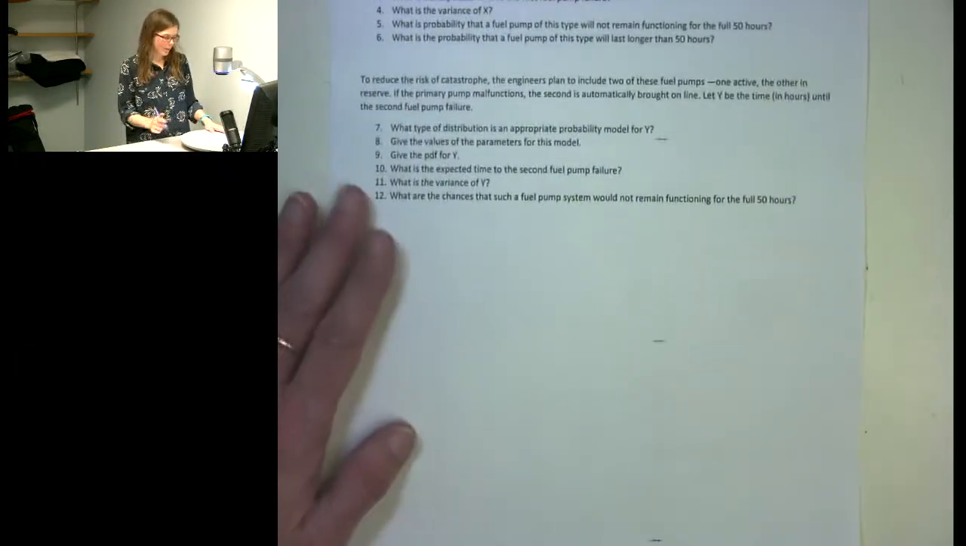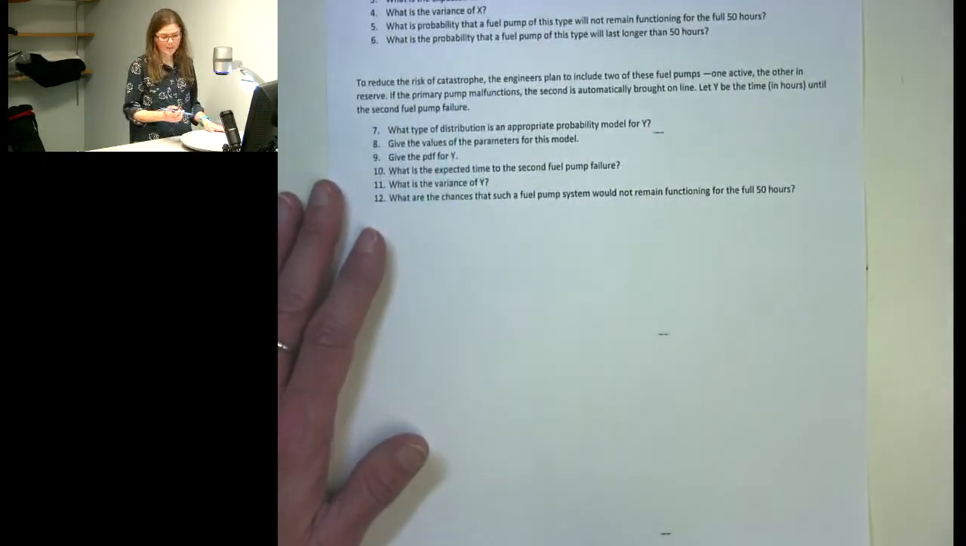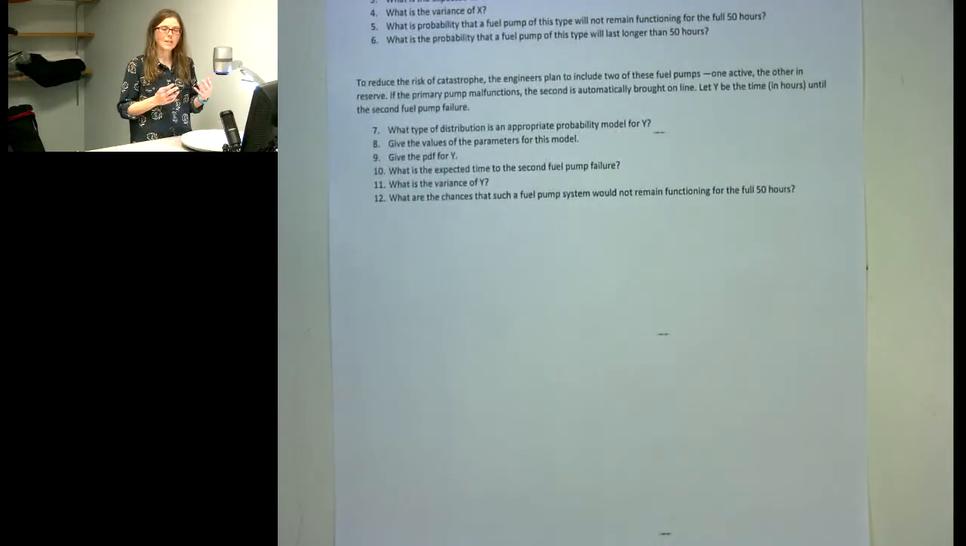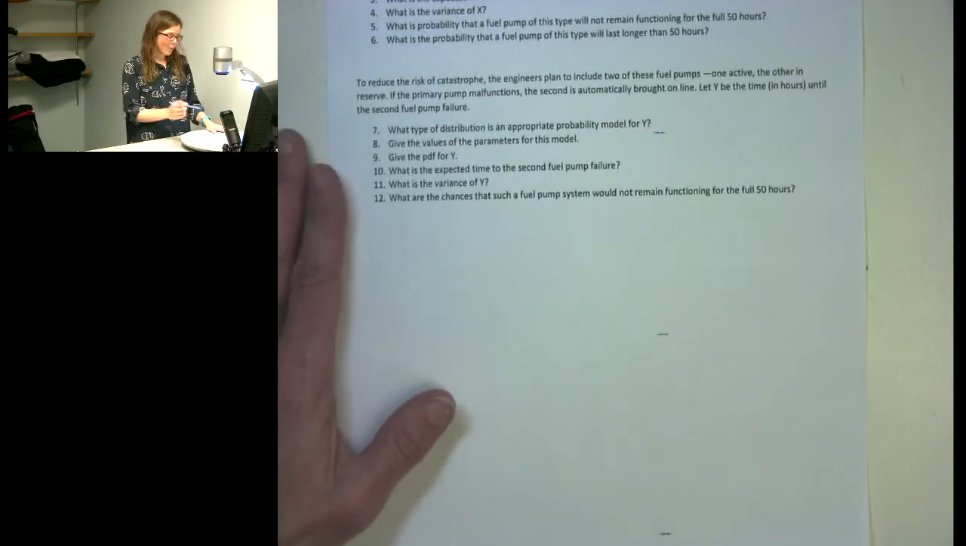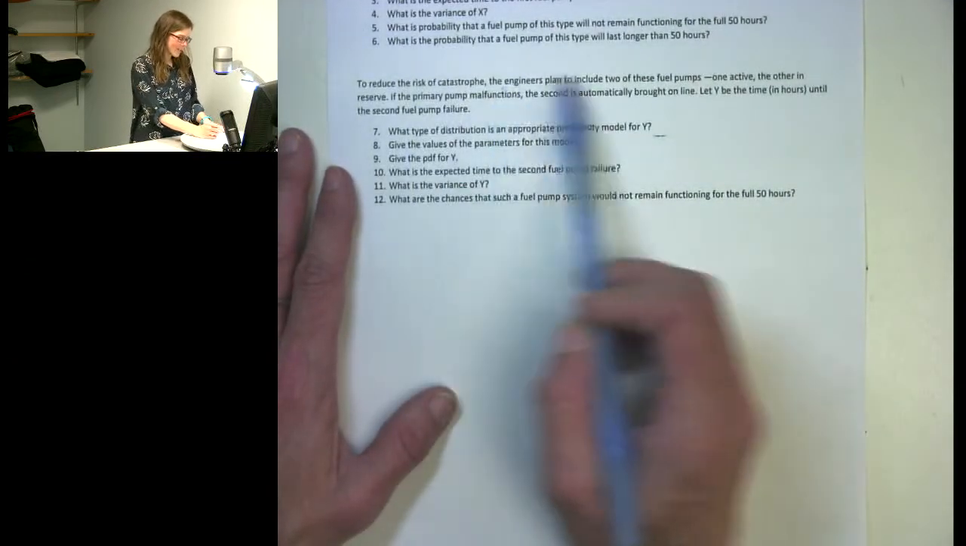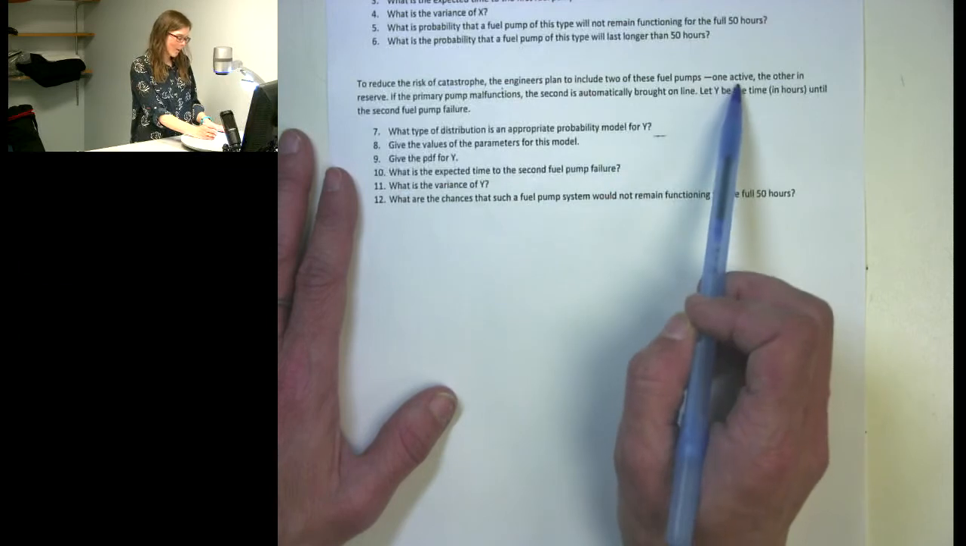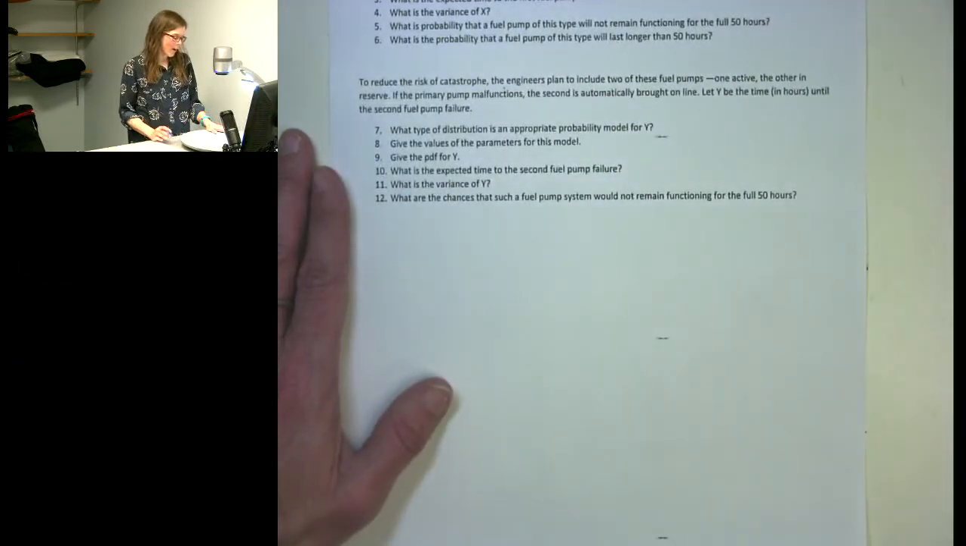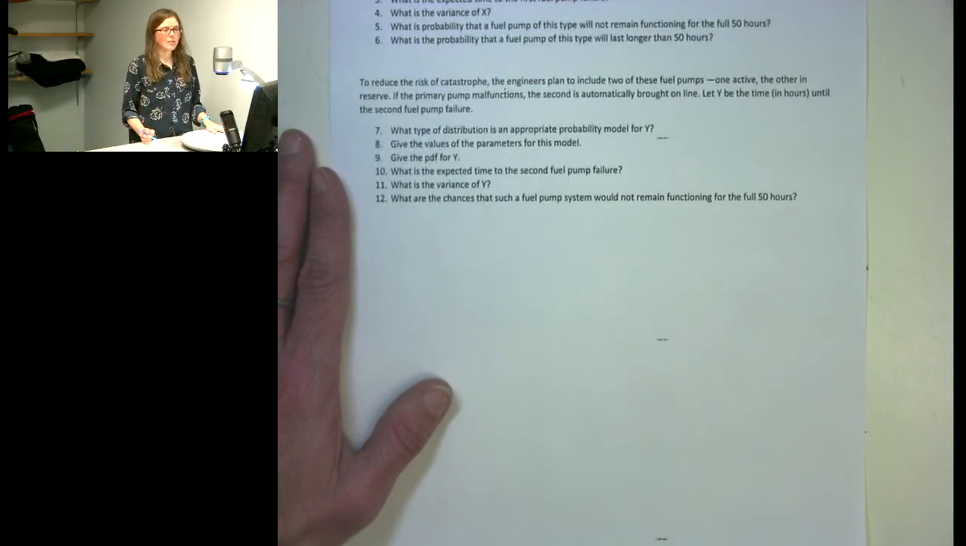In the second part of the example, to reduce the risk of catastrophe, because let's face it, having only a 78% chance approximately that your fuel pump is going to last for the duration of the flight is not probably good enough to be willing to risk it. So in order to reduce the risk of catastrophe, engineers plan to include 2 of these fuel pumps, one active and the other in reserve. If the primary pump malfunctions, the second one is automatically brought online. We're going to let y be the time in hours until the second fuel pump failure.